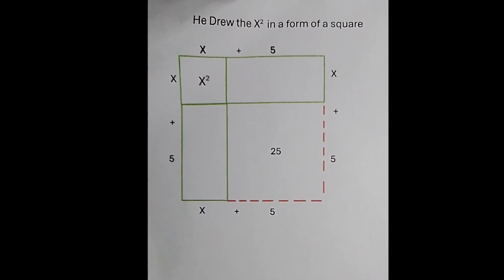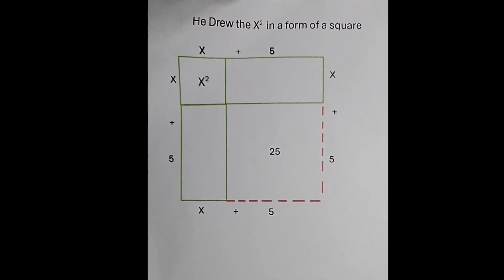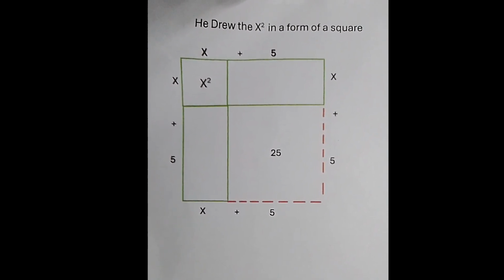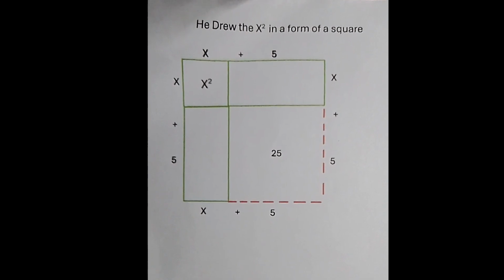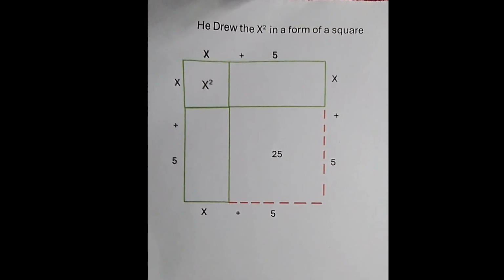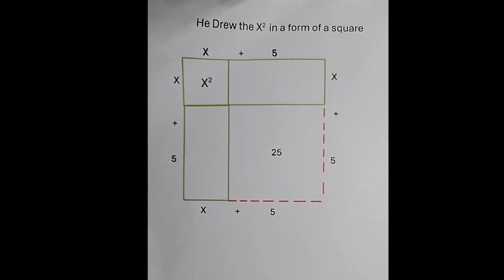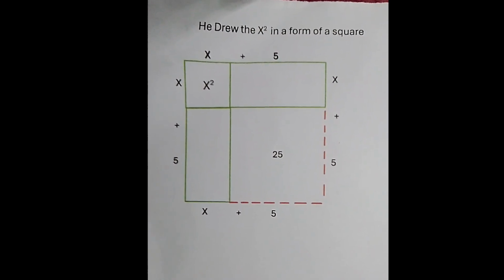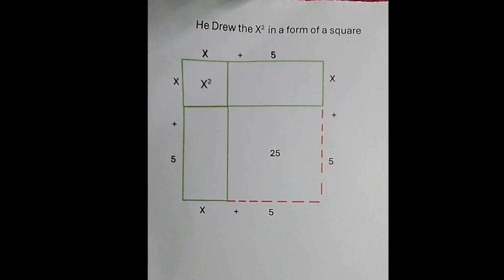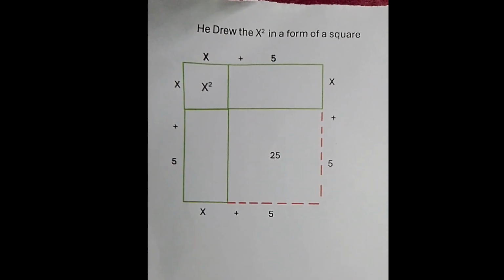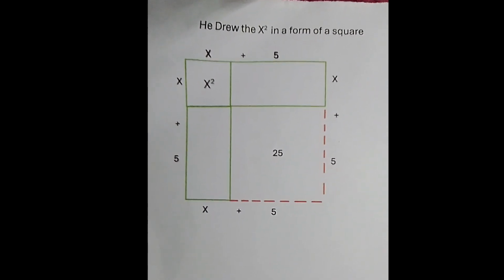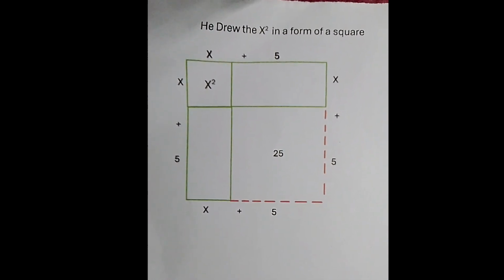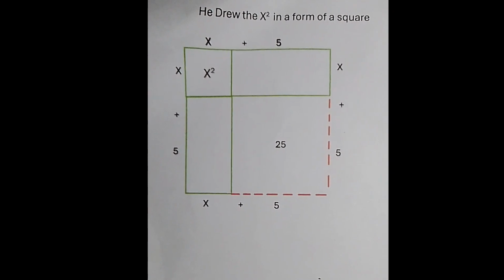With that, you can see the solution, because 5x plus 5x equals 10x, right? So what is missing is that it is not yet a perfect square. What Al-Khwarizmi did was add 5 by 5 at the bottom to make 25. So with that, the solution is 39 plus 25 equals 64, a perfect square.